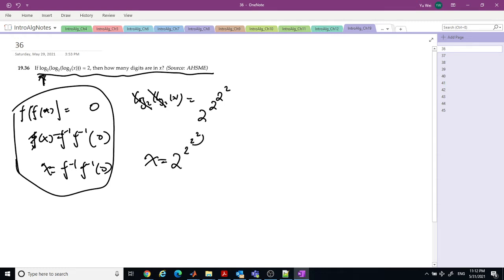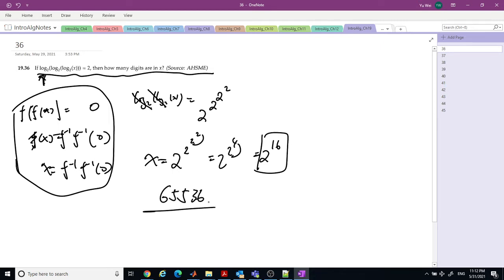Now let's do this one first. It's 4, which is equal to 2 to the 4. Now let's do this one first. It's 2 to the 16. The 2 to the 16 is, so it's 5 digits.